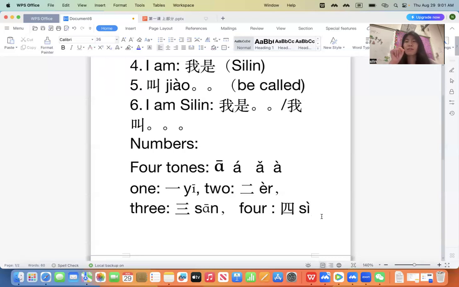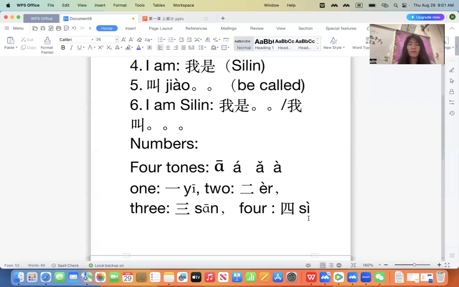Okay, so yi er san si. Okay, one more time. How to say 1 in Chinese? Yi. Okay, number 2, er. And number 3, san. And the last one, si.